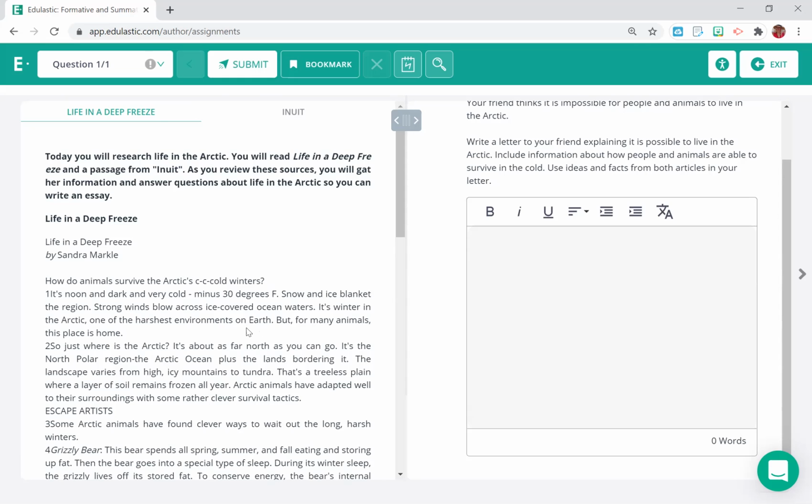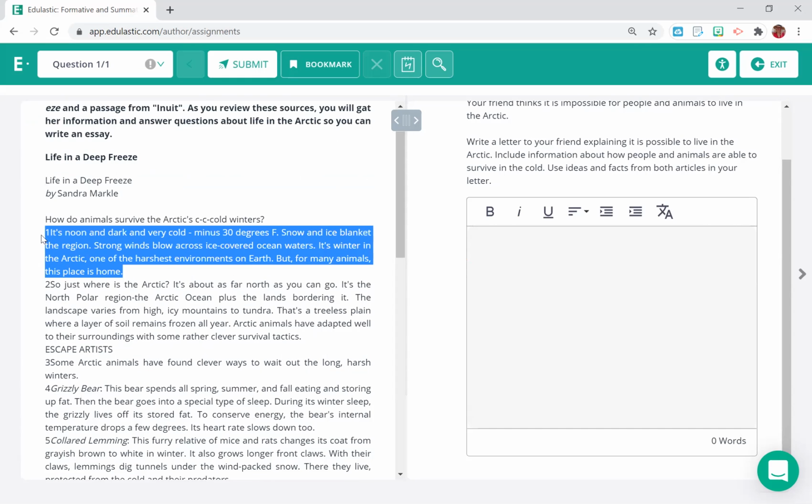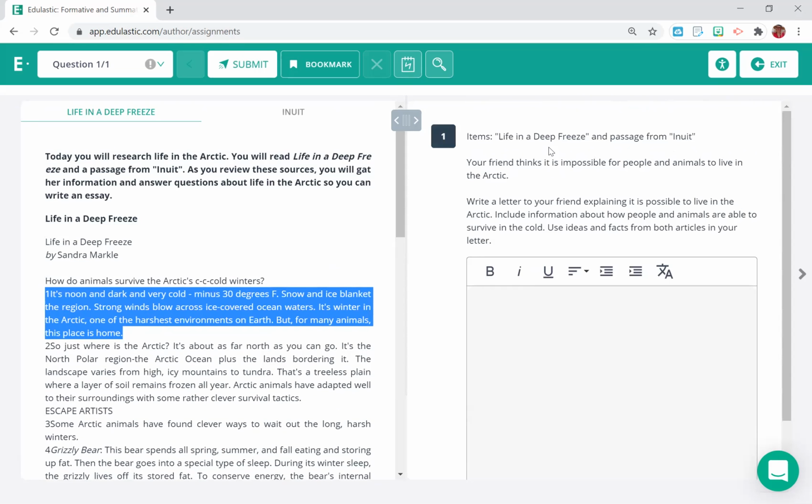I need to see 5 paragraphs. Remember, paragraphs look like this. As many paragraphs as you can write in answering the question.